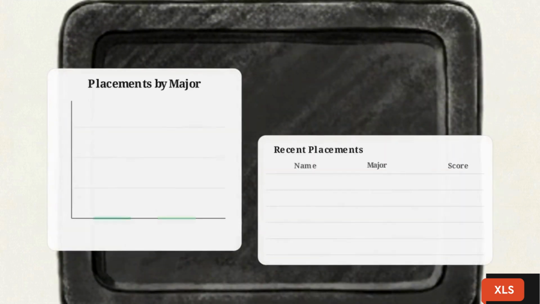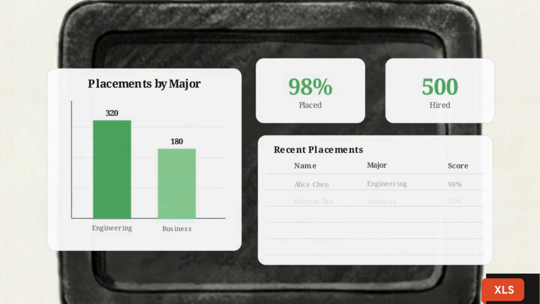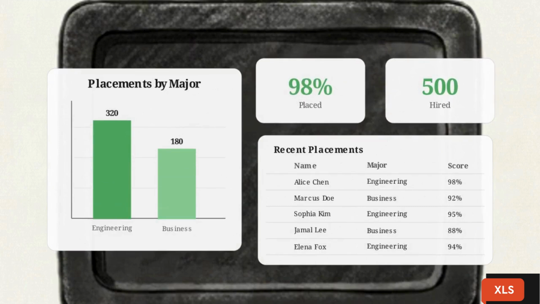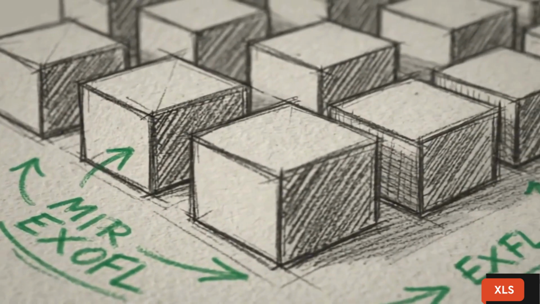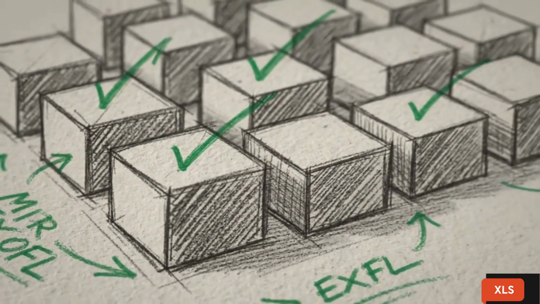Take a look at a professional Excel dashboard. With all these moving charts and statistics tracking college placements, it's easy to feel like this software is only for experts. But every complex report you see started as nothing more than a blank grid. To build a masterpiece like this, we first have to understand the digital bricks used to construct it.